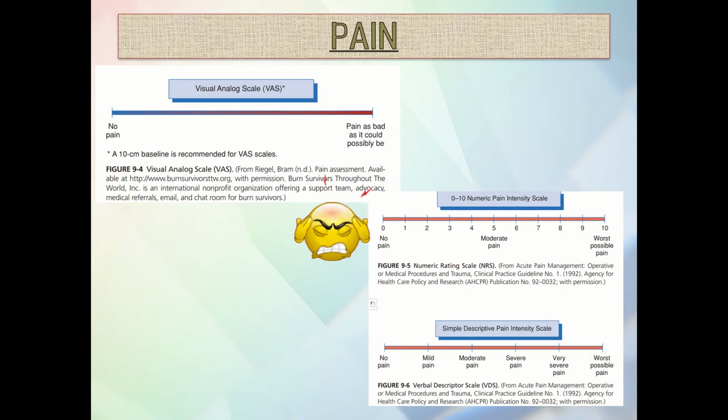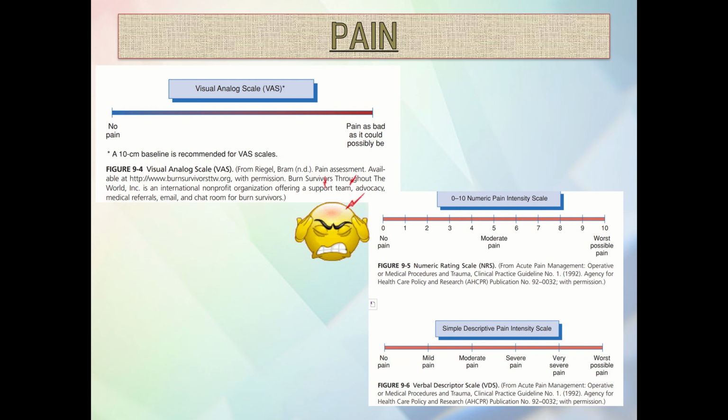So, this is the sample. So, visual analog scale. So, a 10 cm baseline is recommended for VAS scales. So, no pain on one end and the opposite end is pain as bad as it could possibly be. And then another example is a numeric rating scale, NRS. 0 is no pain, 5 is moderate pain, 10 is the worst possible pain. So this is like the example I told you earlier. Okay, in the numeric rating scale.